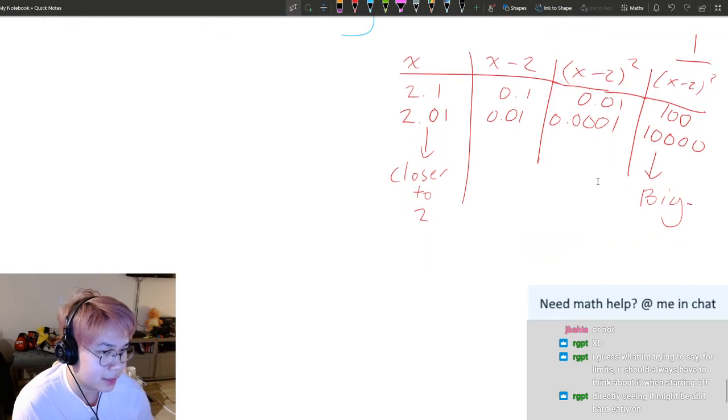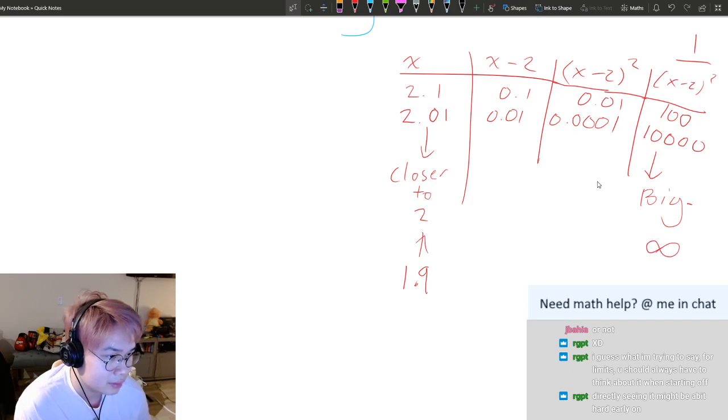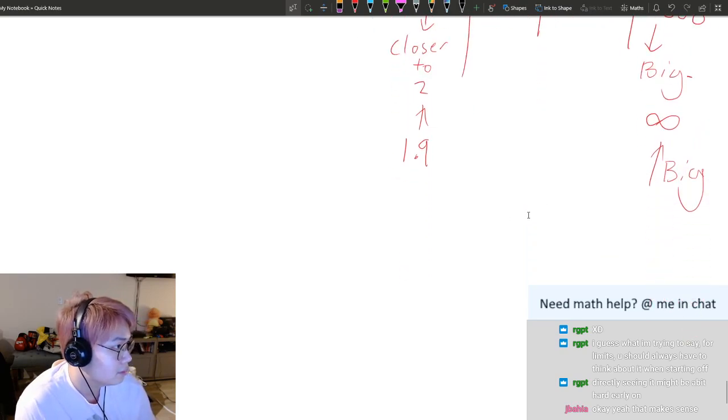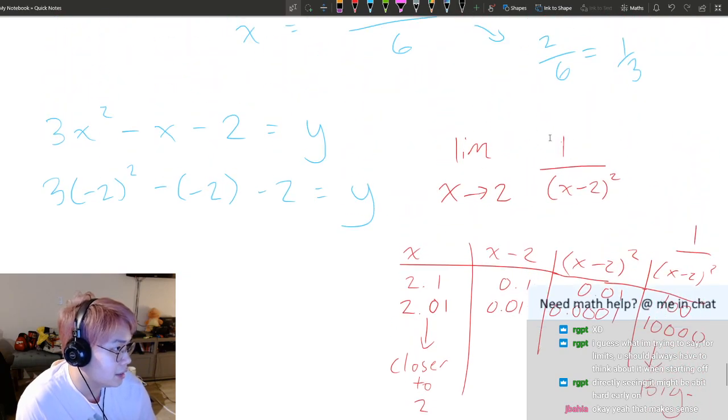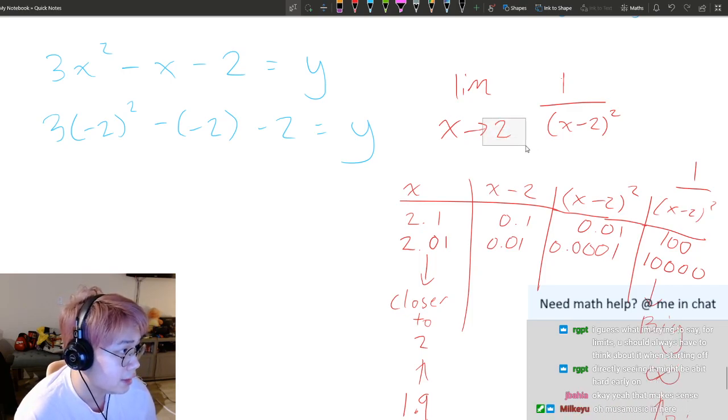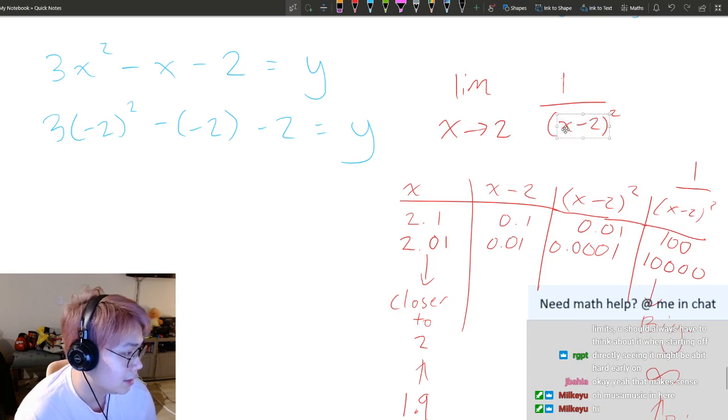Likewise, if you start on the other side, which is something you need to check for limits, it's the same thing. You will also get big. So limits going towards infinity generally happen because of a division by zero. As x gets closer to 2, you're going to have a division by 0.